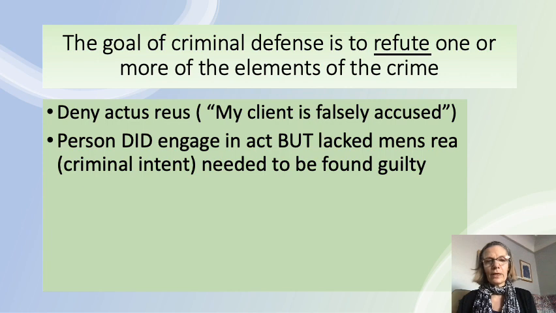Another thing that the defense attorney can do is say, you know what? The criminally accused did engage in this act, but they lacked mens rea. They did not possess the criminal mind. They didn't have the capacity to knowingly and willingly engage in this criminal act. And so therefore they should be excused from this criminal charge, and they need to be found not guilty. So we're going to take a look at the different excuse defenses that a defense attorney can use in order to raise doubt regarding mens rea.